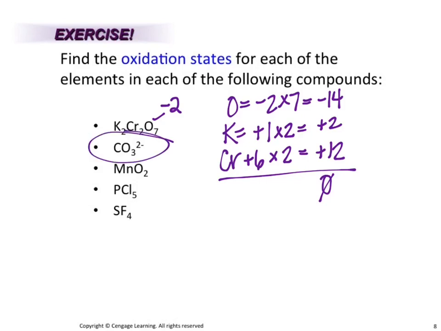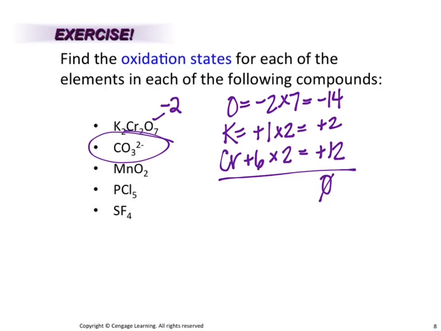So -2 is the oxidation state of one oxygen. The total oxygen would be -14. Oxidation state for potassium is a +1, but overall is a +2 because we have 2 potassiums.